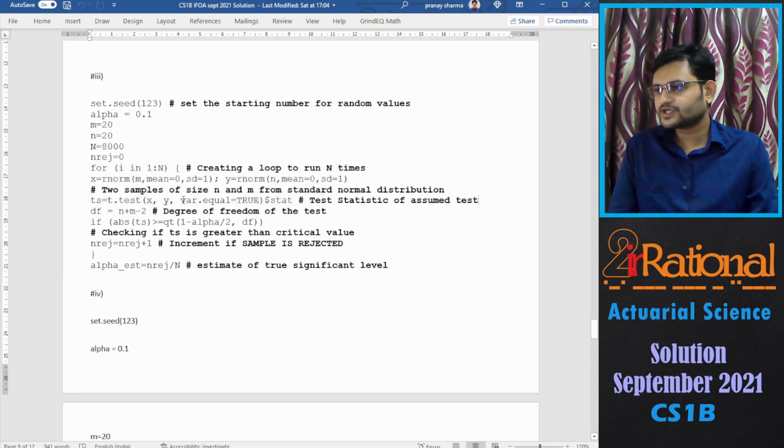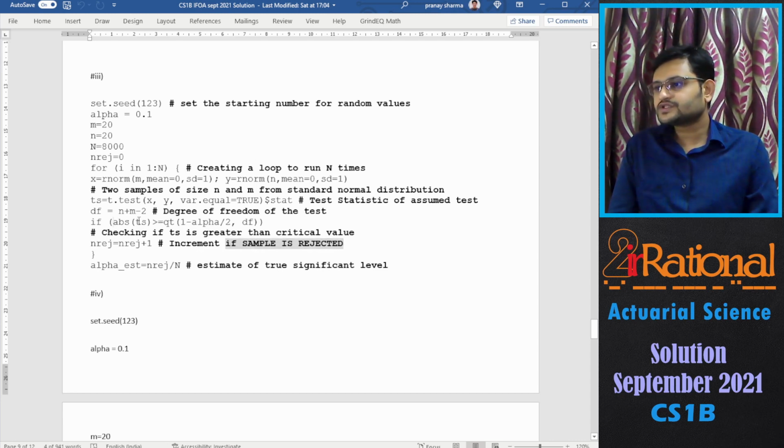So our assumed test is x, y and var.equal. Then the degree of freedom of that particular test. And here in this case we are checking if our absolute value of test statistic is greater than or equal to the quantile value that we have taken into account. So checking if the TS is greater than the critical value, right? And if it is greater, then we are registering it into this number. So increment if the sample is rejected.